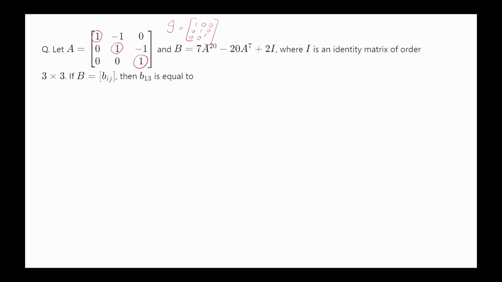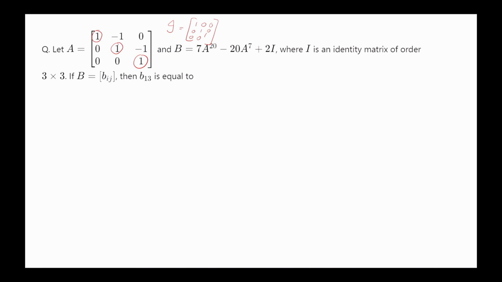What has been given to us? We've been given B, which is equal to 7 A to the power 20 minus 20 A to the power 7 plus 2 times the identity. So we need to find out what B is, and then find one of its elements. Of course, in this question you can solve for A square, then A to the power 4, and based on that try to identify some pattern and solve the question.